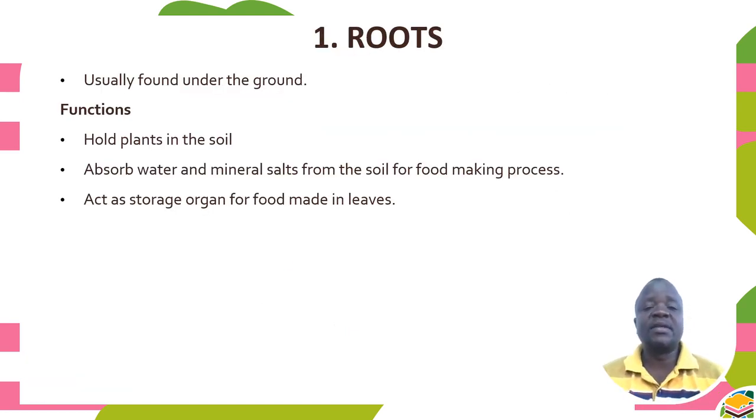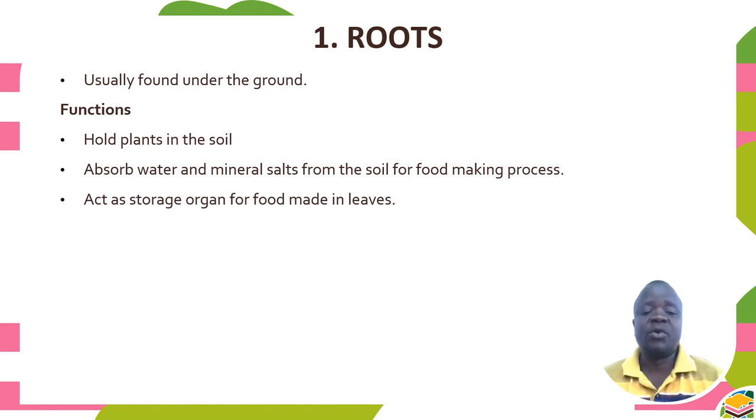Now let us look at each and every part of the plant. We have the roots, as I said earlier on in the diagram. These roots are usually found under the ground. So roots are always found under the ground. Now, what are some of the functions of the roots? We have said that they hold plants in the soil.